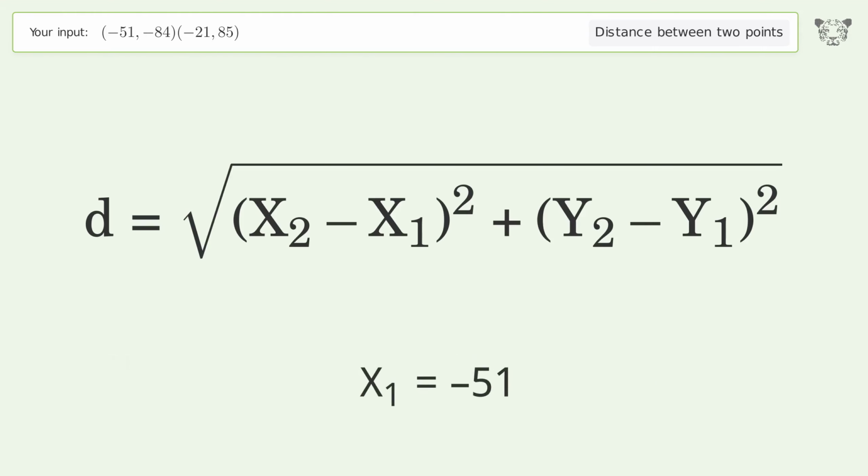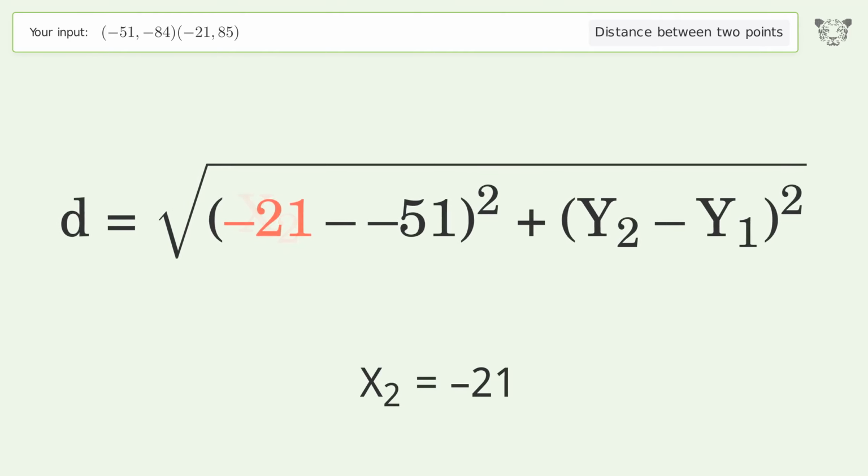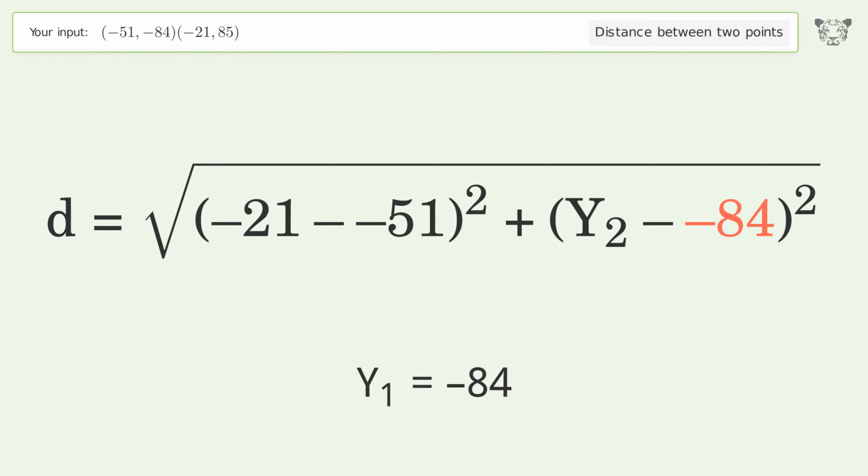x1 equals negative 51. x2 equals negative 21. y1 equals negative 84. y2 equals 85.